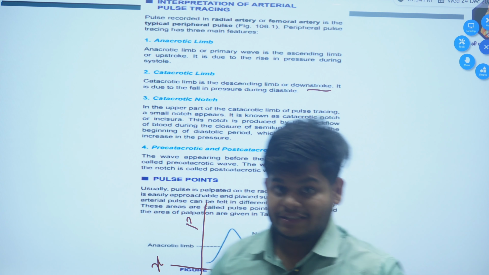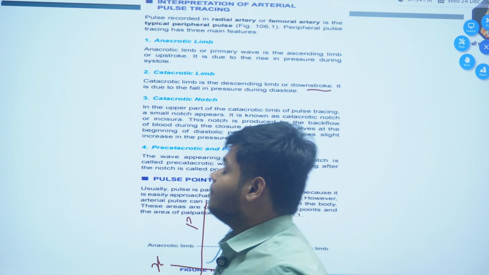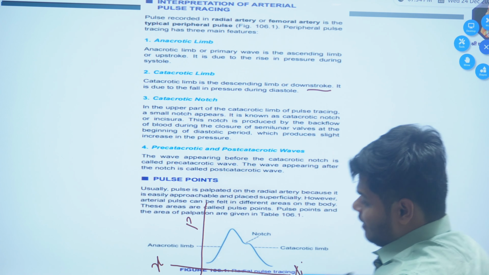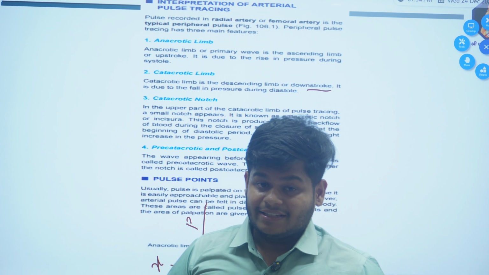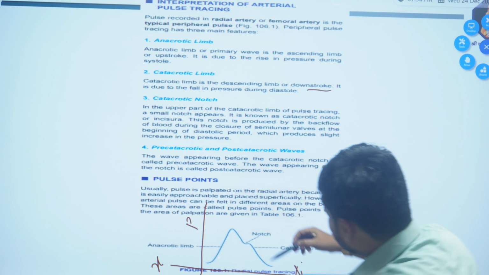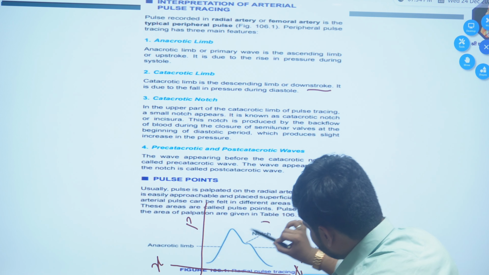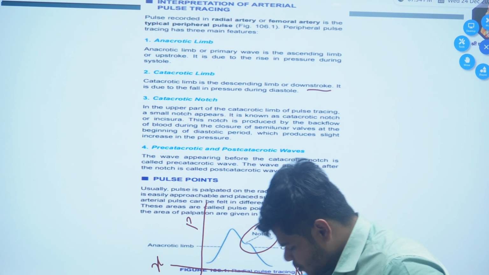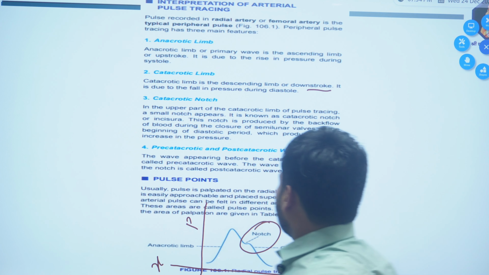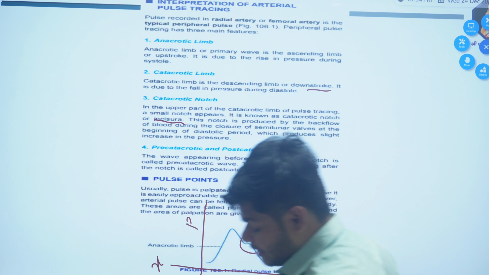Diastole means during the relaxation position, right? Now we see that when the heart relaxes, its volume increases, so pressure decreases. So we can see pressure decreases. But have you noticed here something called a notch? Why is that notch, or one more word, incisura, given?